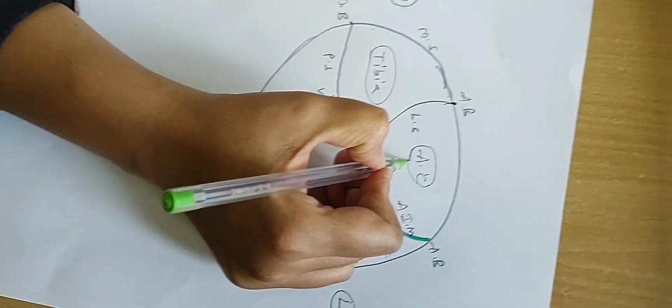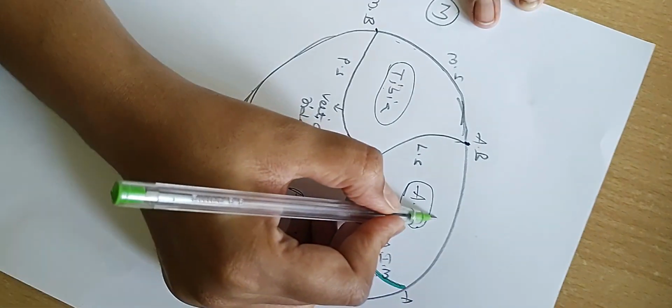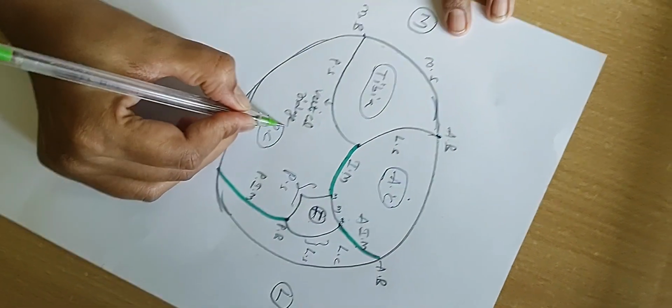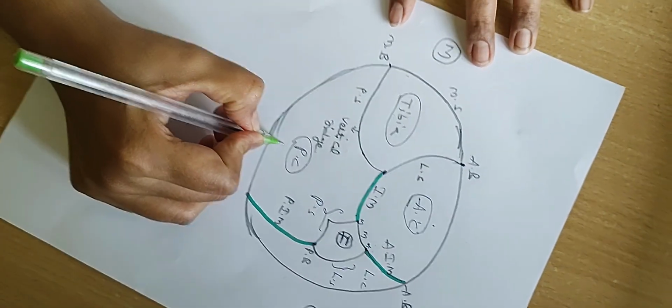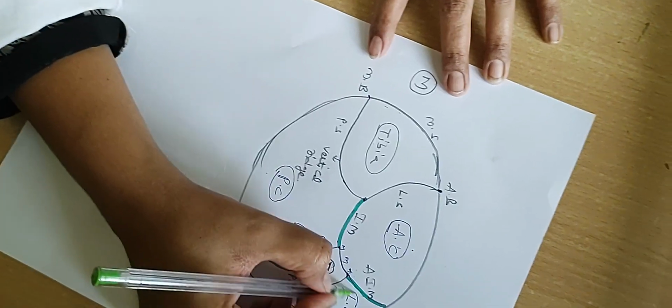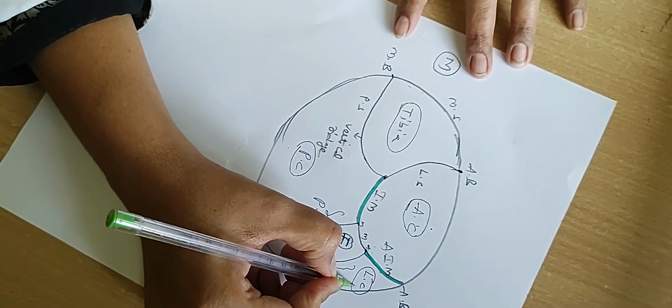The anterior compartment of the leg is also called the extensor compartment. The posterior compartment is also called the flexor compartment. The lateral compartment is also called the peroneal compartment.